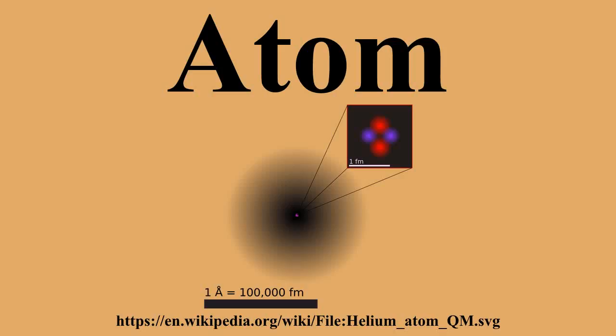The protons have a positive electric charge, the electrons have a negative electric charge, and the neutrons have no electric charge. If the number of protons and electrons are equal, that atom is electrically neutral. If an atom has more or fewer electrons than protons, then it has an overall negative or positive charge, respectively, and it is called an ion. The electrons of an atom are attracted to the protons in an atomic nucleus by the electromagnetic force.